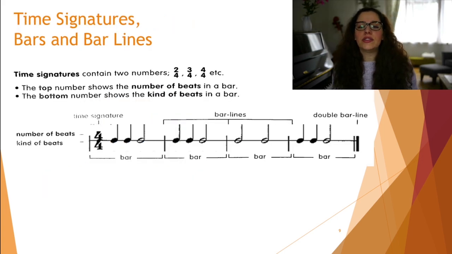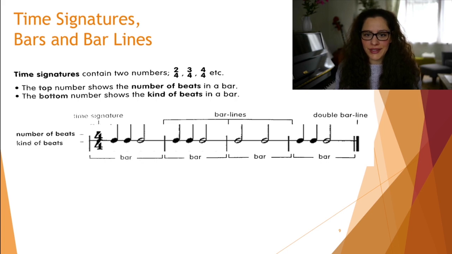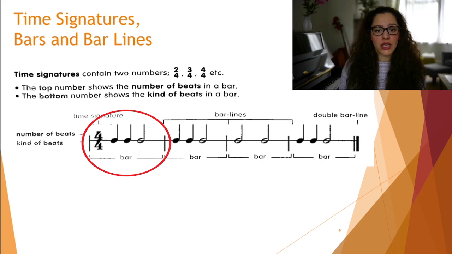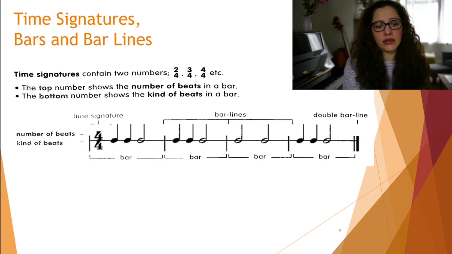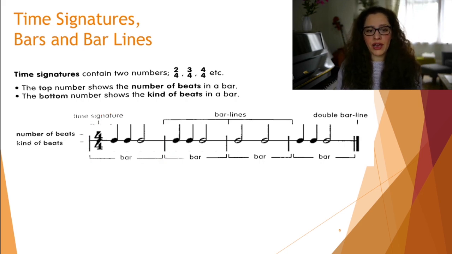So how do we organize all these rhythms in notation? We need a time signature, which tells us what kind and how many of those will go into a single bar. And based on that, we could have many bars divided by our bar lines. And then at the end, we'll have a double bar line to separate all this and organize them.